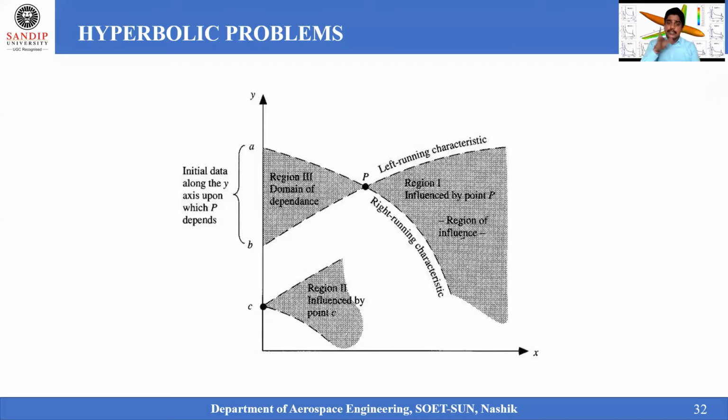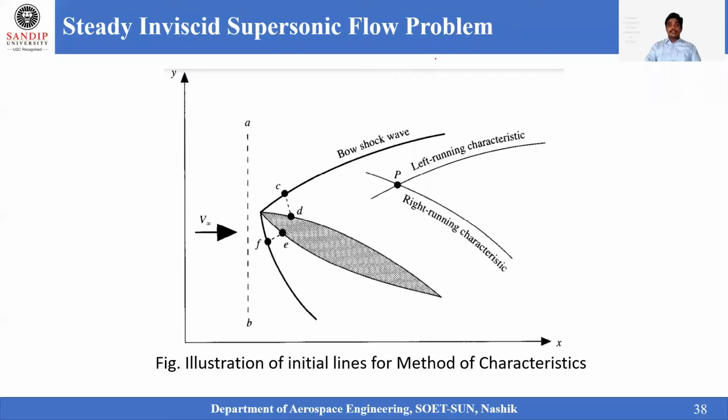So which depends upon A and B. A and B is dependent on the domain of dependence, but the P is influencing that region of influence, right? So the values, actually what we are giving as the initial conditions, if you are having this type of problem, then it will be coming under the hyperbolic conditions. Then it is coming under the steady inviscid supersonic flow problem, where the resulting equation is a hyperbolic equation.